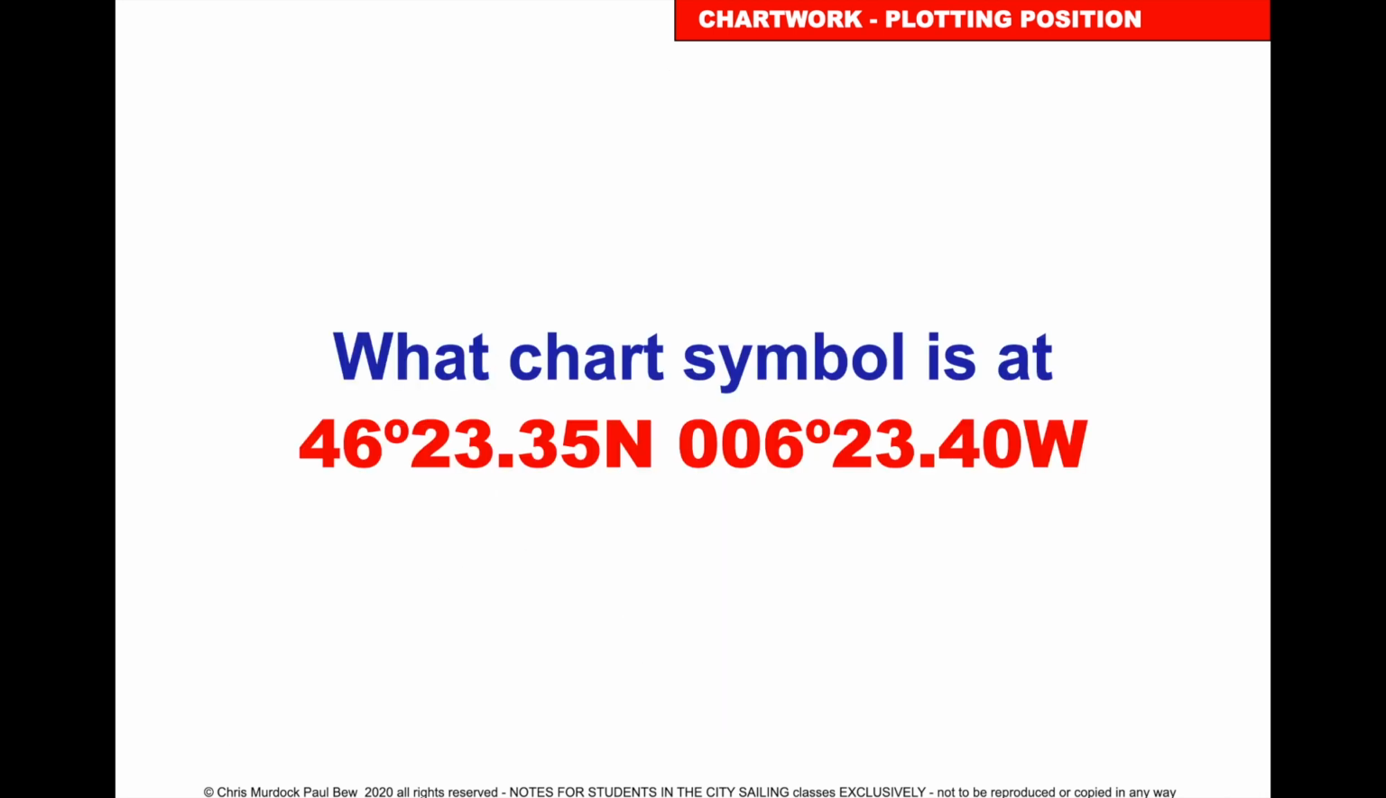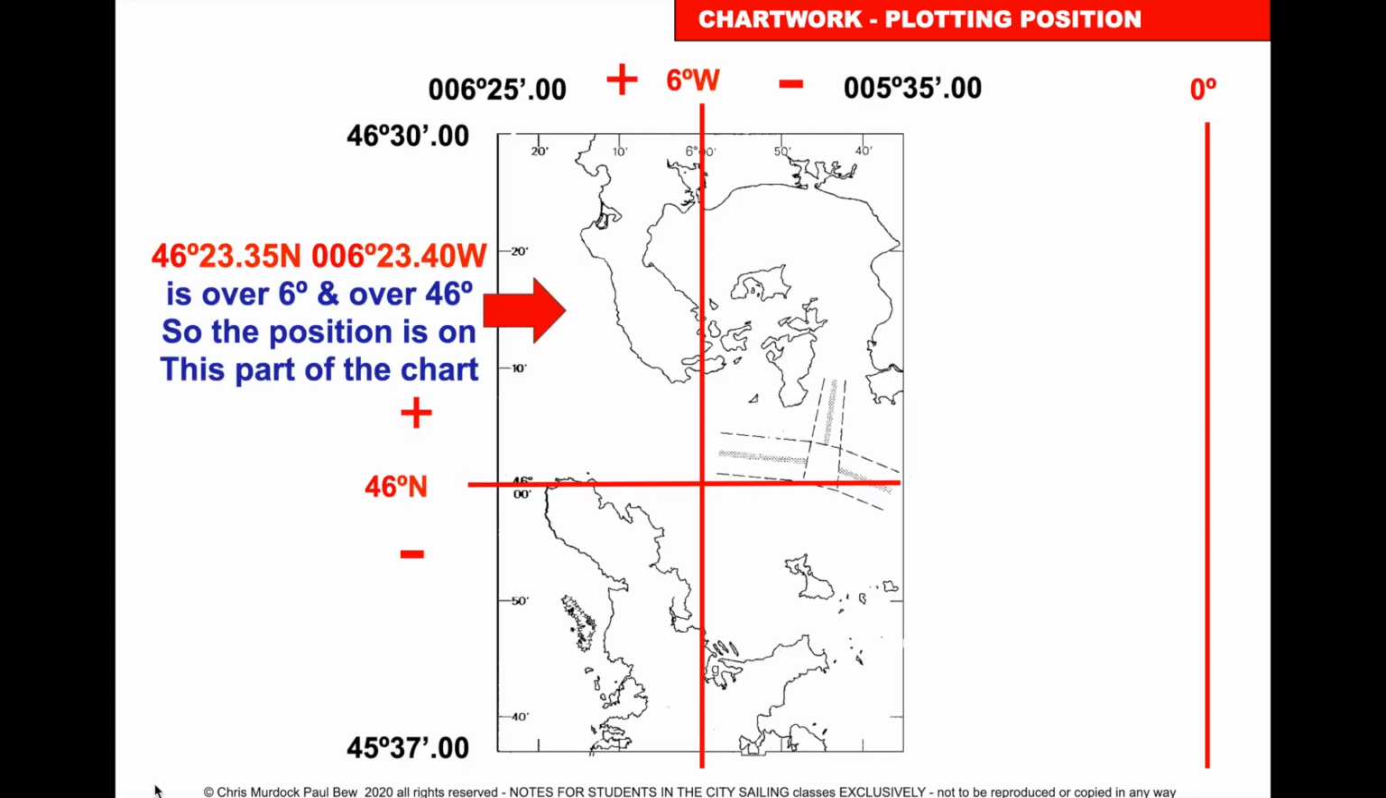So the question we want is, what chart symbol is at the position 46 degrees 23.35 north and 006 degrees 23.4 minutes west? So we know it's north of 46 degrees and west of 6 degrees. So if we look at our chart, we know it's north of the 46 degrees and we know it's west of the 6 degrees. So we know it's going to be in this part of the chart.